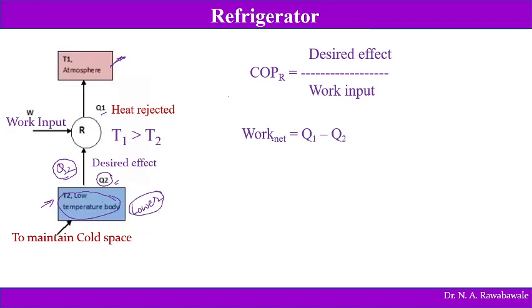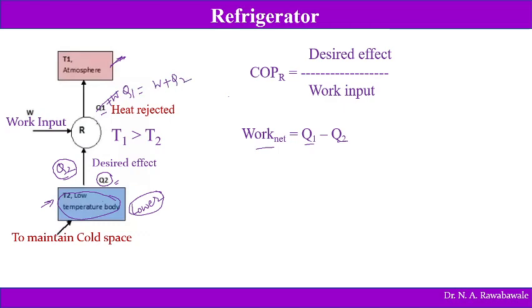Now here the net work done is nothing but Q1 amount of heat energy is rejected, Q2 amount of heat energy is absorbed. So net work done required is Q1 minus Q2. So here the amount of energy rejected is Q1, which is Q2 plus W. So Q1 is rejected and Q2 is absorbed. In other words we can say that net work required is Q1 minus Q2. So Q1 is equal to W plus Q2.